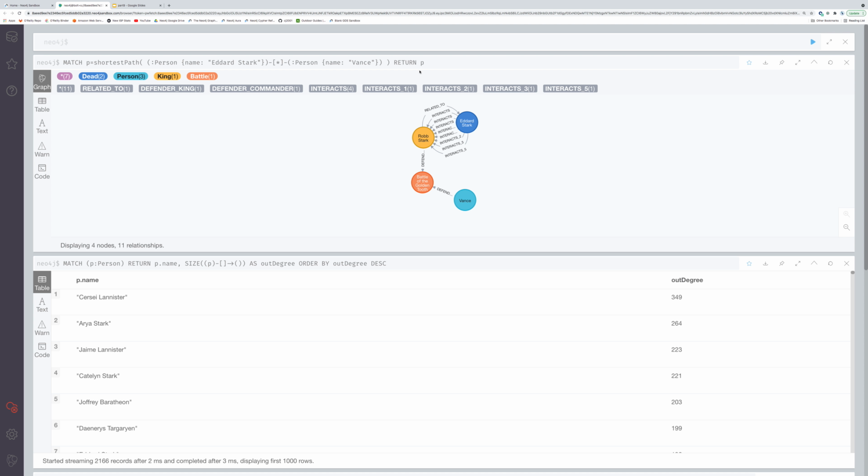So shortest path you want to be a little careful with because it can get a little slow at times. So it's always helpful if you know information about your nodes to specify them as much as you can.